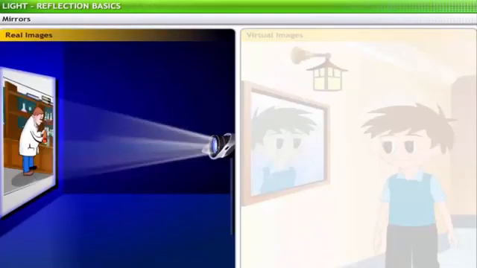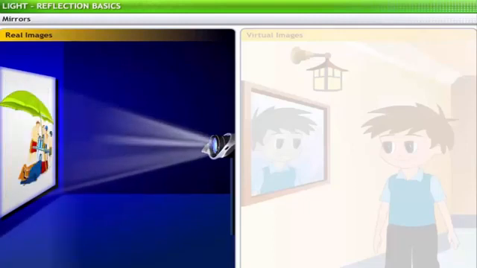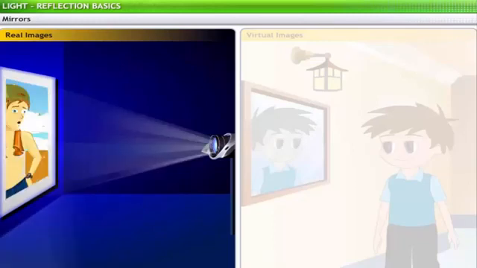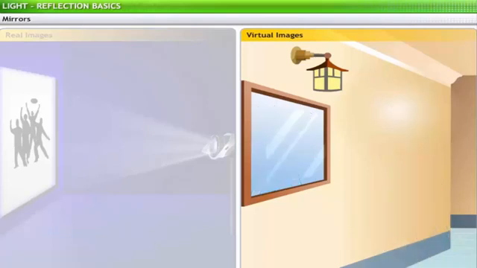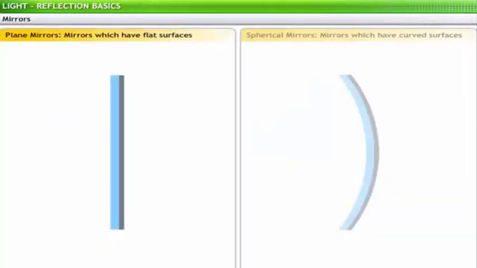There are two types of images. Real images are the images that can be caught on screen. For example, the images projected on a screen or images taken using a camera are real images. Virtual images are the images that cannot be caught on a screen. Images formed in a plane mirror are virtual, as they disappear when the object is removed. Mirrors can be broadly classified into plane mirrors, which have flat surfaces, and spherical mirrors, which have curved surfaces. In this lesson, we will look at reflections in plane mirrors.